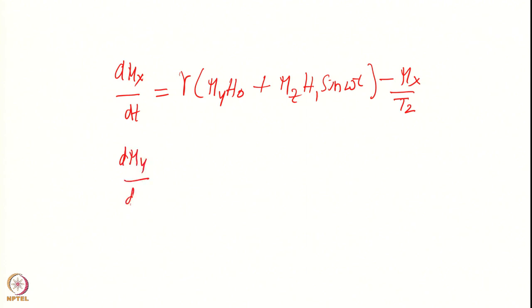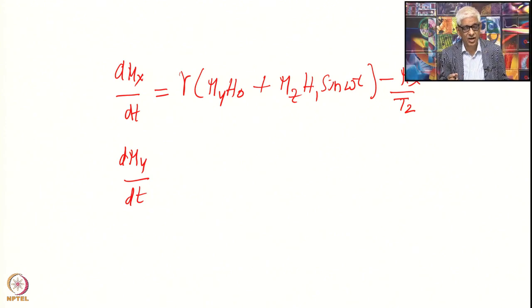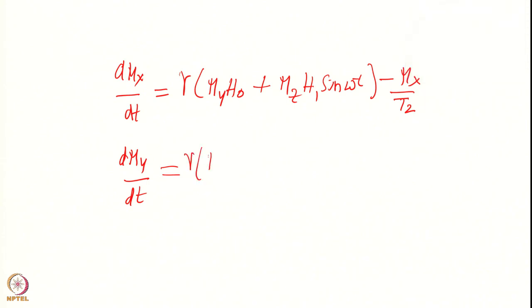dmy by dt, this is the rate of change of the y component of the magnetization, because remember these are time dependent phenomena, because of the RF which is time dependent, and the relaxation also changes the magnetization in a time dependent manner. Therefore, all of these equations will have time dependence. So, this is gamma mz H1 cosine omega t minus mx H0 minus my by T2. And obviously these mx and my components are the transverse components. Therefore, they depend upon the transverse relaxation time T2.